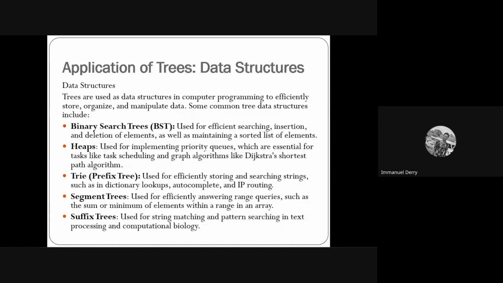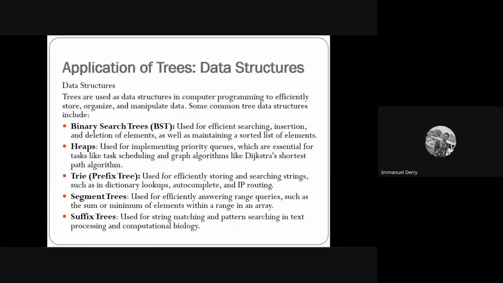And then we have the heaps. We'll talk about the heaps, I think next week if there's enough time, which is for implementing the priority queues, which are essential for tasks like scheduling and graph algorithms, such as Dijkstra's shortest path algorithm. And we have the trie, which is mostly called a prefix tree, used for efficient storing and searching of strings as well. We have the segment tree, which is used for efficiently answering range queries, such as sum or minimum of elements within a range in an array.